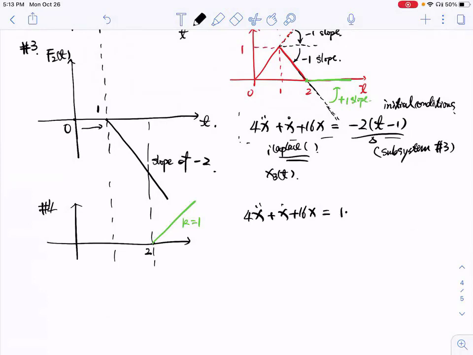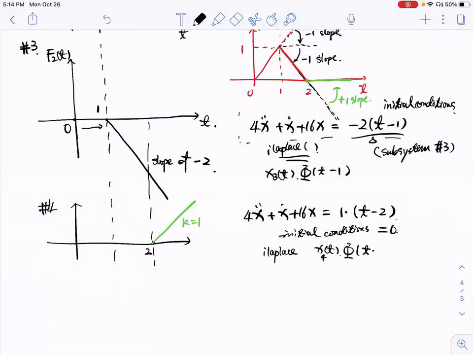And then if you want to write it out, your subsystem number 4 is something like this. It's a positive slope with a time delay of 2 seconds, right? And then initial conditions are all 0, because we focus on force excitation, no initial conditions. And then you can use inverse Laplace to find the x(t). One thing you have to remember is that subsystem 3 only exists when time is greater than 1 second, and your subsystem number 4 exists when time is greater than 2 seconds, right?